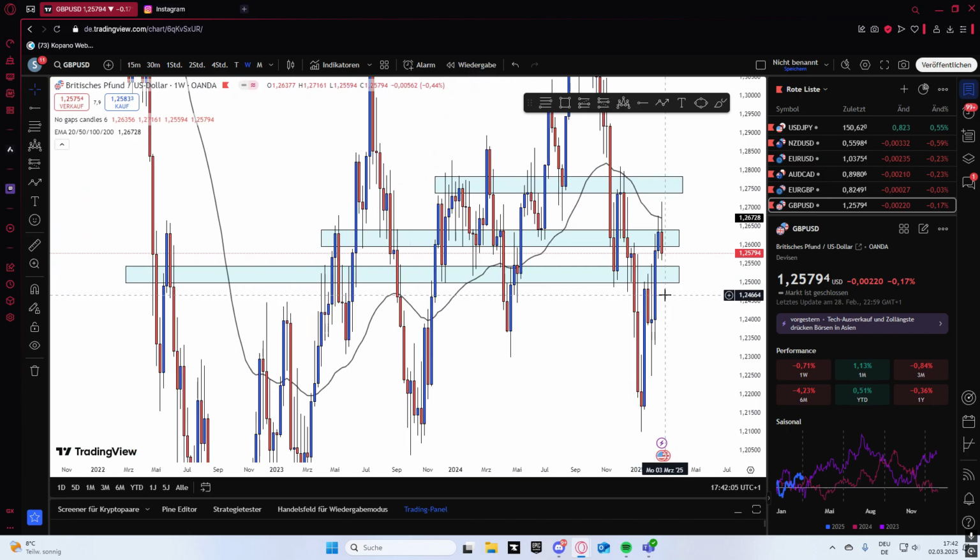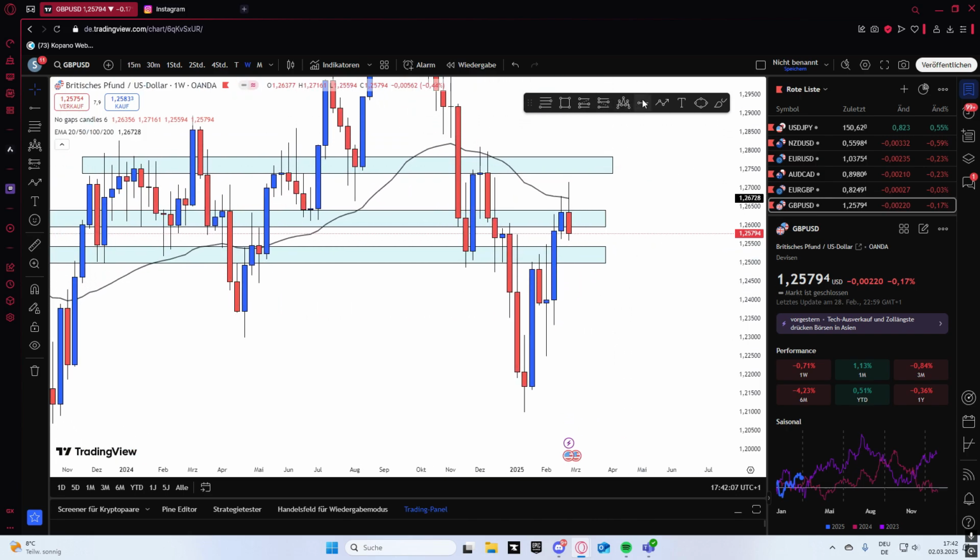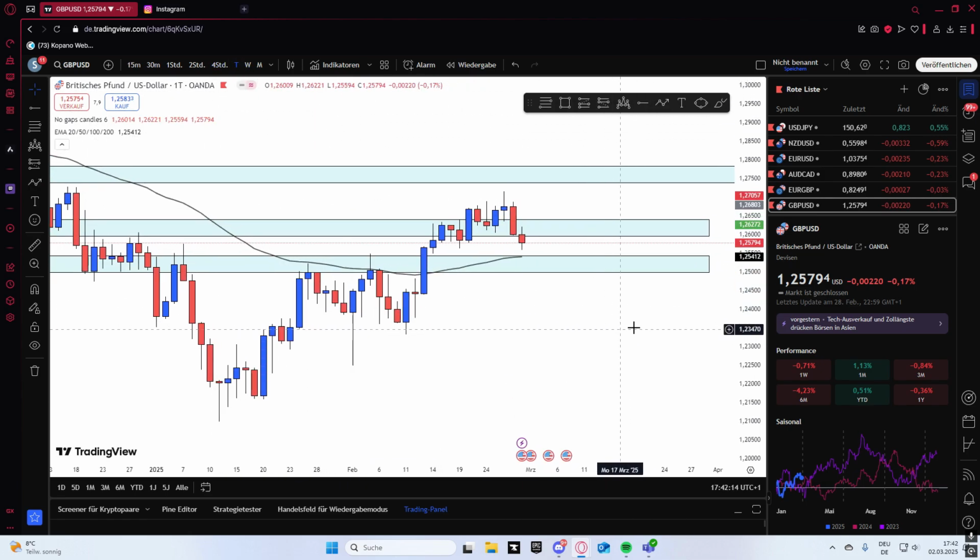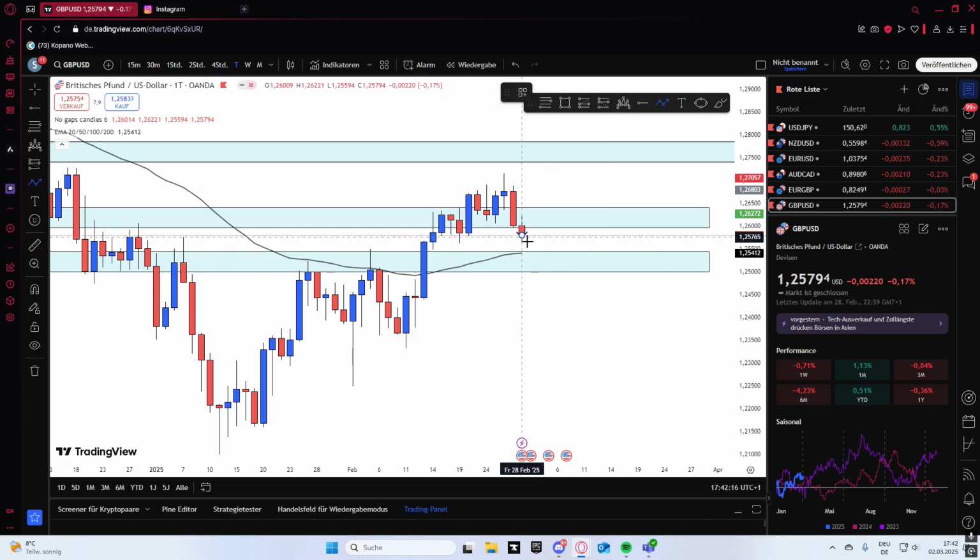and it could potentially be that this trade goes further down. But I would only take this trade if we break under this area of interest and then retest this area with the daily EMA to then take the sell.